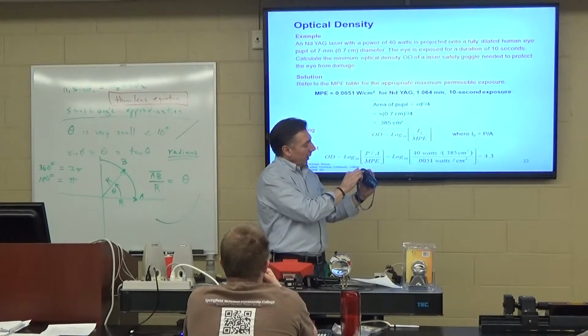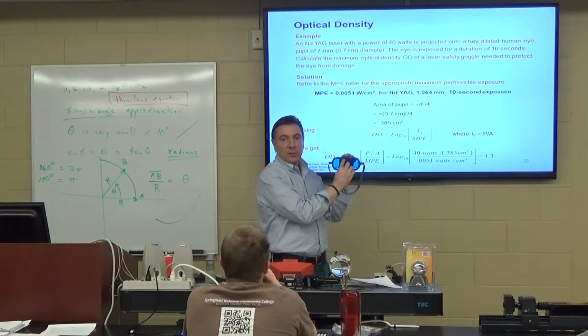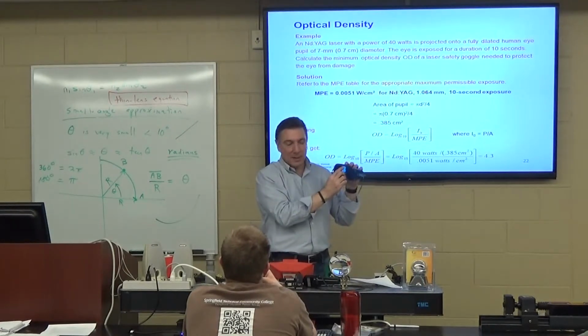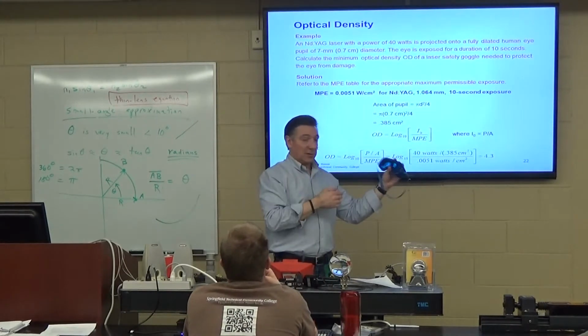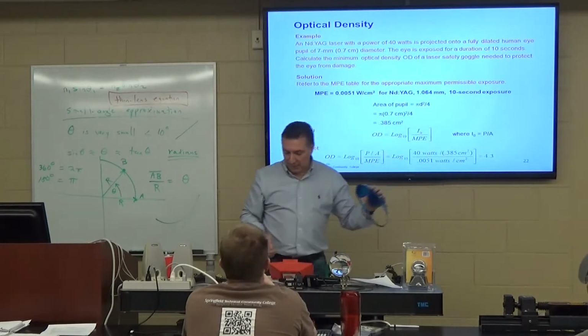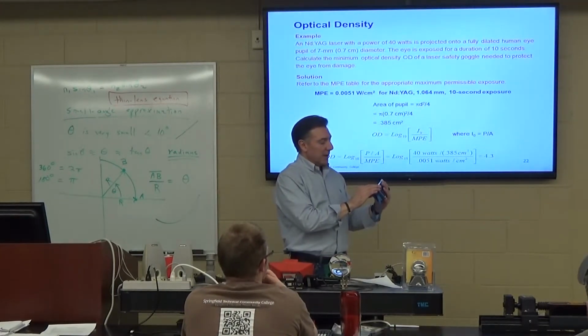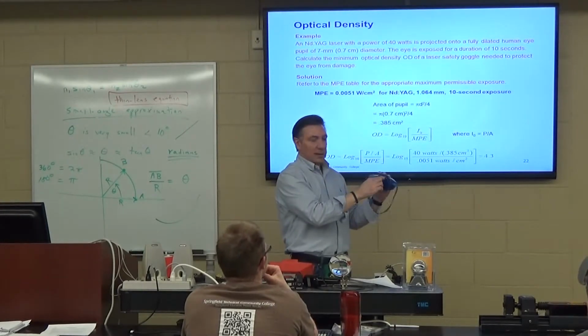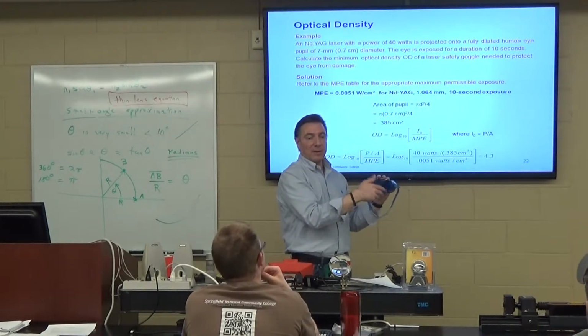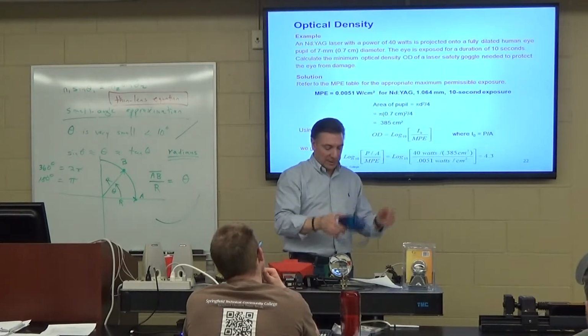At the ruby wavelength, this is an OD6, which means it knocks that light down by a factor of 10 to the 6, or a million times. So that's a lot. For the helium neon, which is red, a little shorter wavelength, it's OD5. So this knocks it down by a factor of 10 to the 5th, 100,000 times.